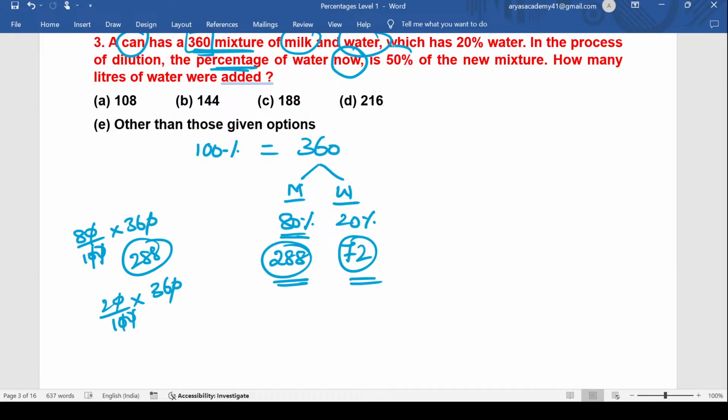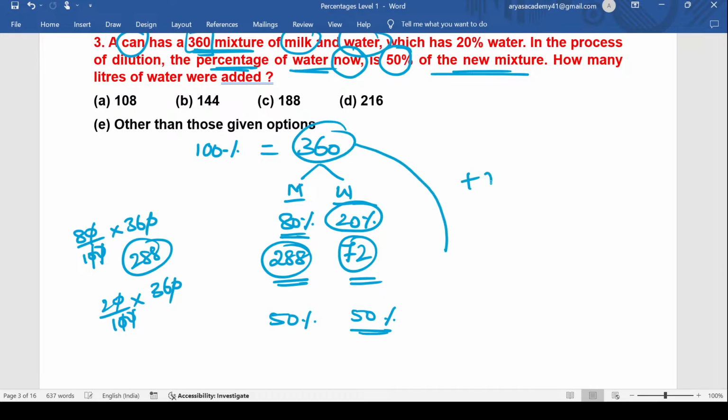Now what is the quantity of water? Now the water became 50%. Now the percentage of water in the new mixture is 50%. Earlier what was the percentage of water? 20. Now what is the percentage of water? 50. So if this is 50, then this also will be 50. Because earlier it was 360, but we have added some water. We don't know exactly. We might have added some X liters of water.